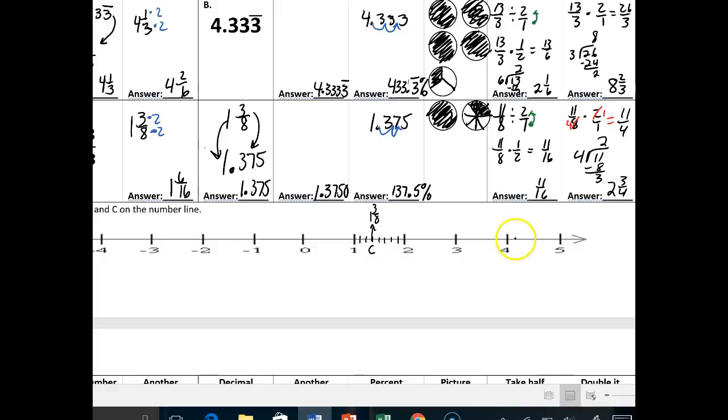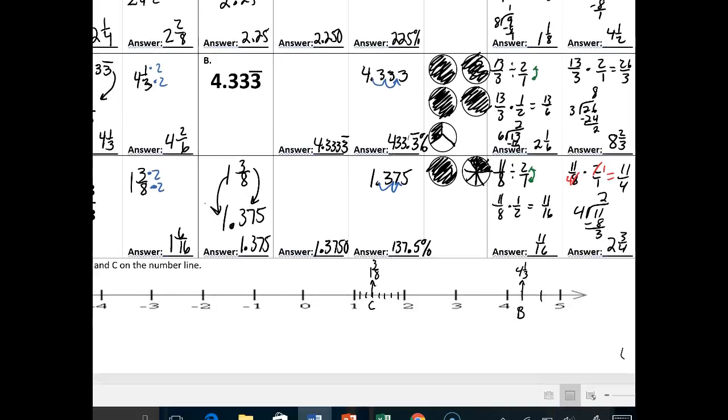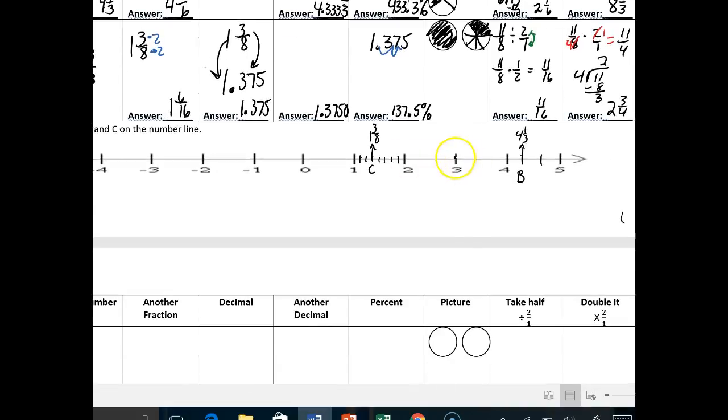4 1/3, I can divide the 4 to the 5 up into thirds. So 1/3, 2/3, and then 3/3 would be right there. So 1/3 is right here. 4 1/3 is 4.333 repeated. That's B. And then my other number was 9 over 4, or 2 1/4. So I can divide 2 to 3 up into 4. So 1/4, 2/4, 3/4. So 2 1/4 right here, otherwise known as 9 over 4, and that's A.